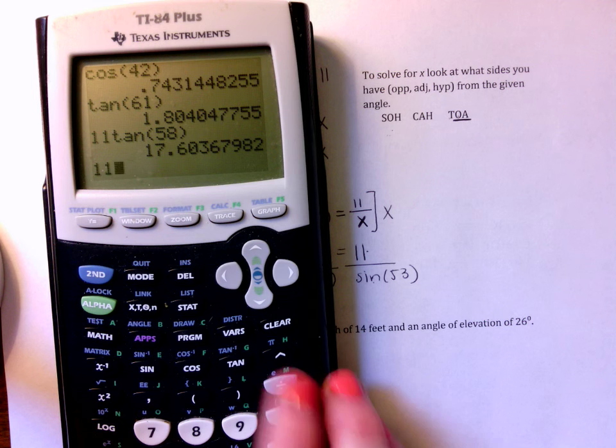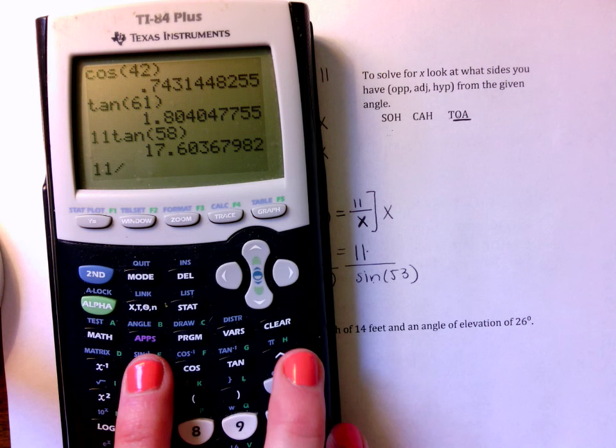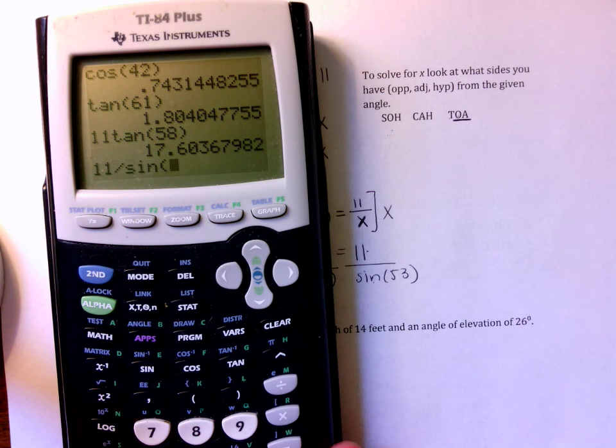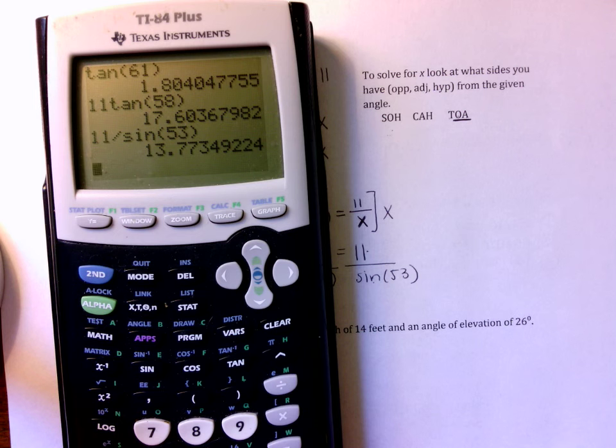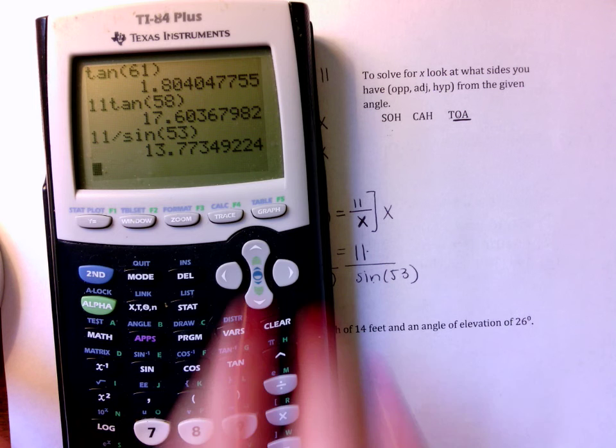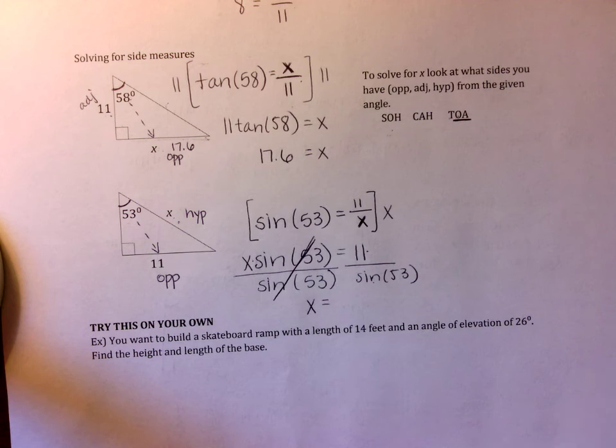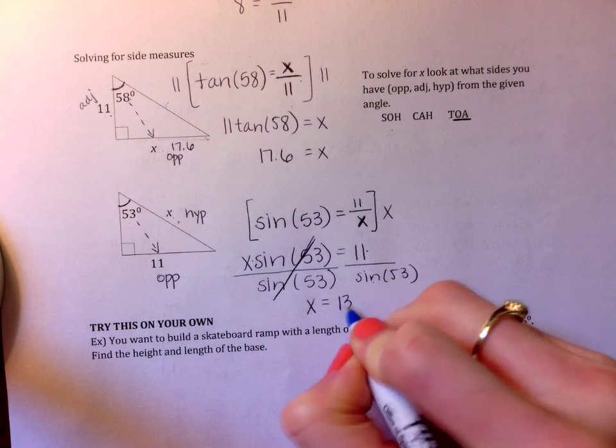So, 11 divided by, now be careful with your parentheses, you have to hit sine, and you have to close parentheses at the end, 53. Yeah? And that is 13.8 approximately, which looks like it would just about fit in this triangle.